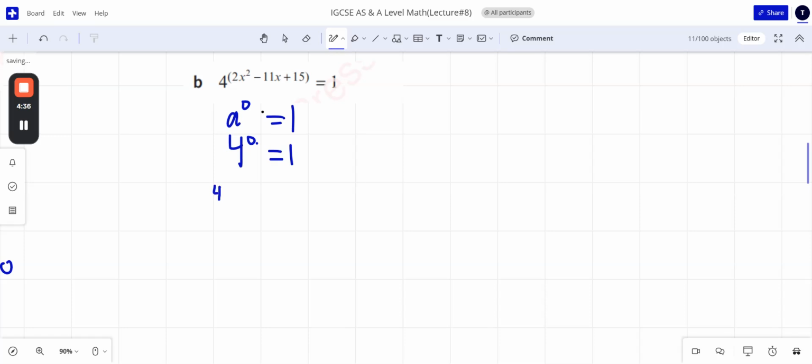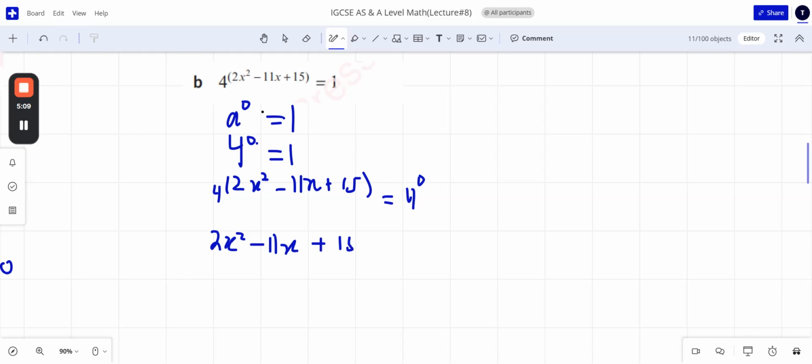So here 4 will remain the same, with power 2x² − 11x + 15, equals 4^0. Now the bases are the same, so we can equate the powers. So it becomes 2x² − 11x + 15 = 0. Now we will apply the factorization here.